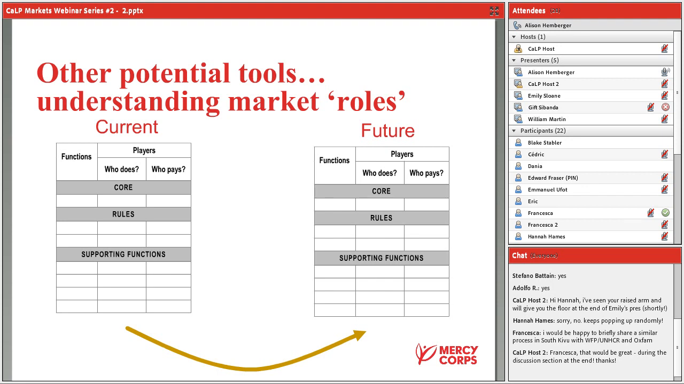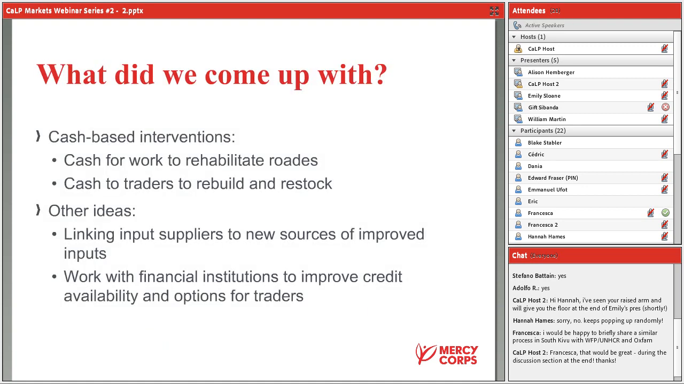So if we're providing a service now, or if donors are paying for something now, how can we think about what we want that to look like in the future? Which actors do we think we want to be involved? Is that a role for traders? Is that a role for informal financiers? How can we work with these different actors?